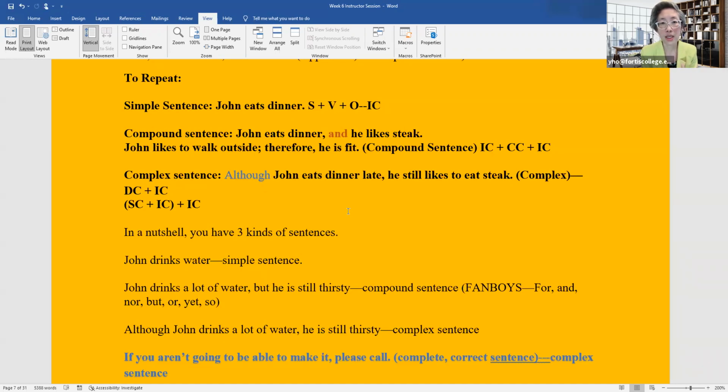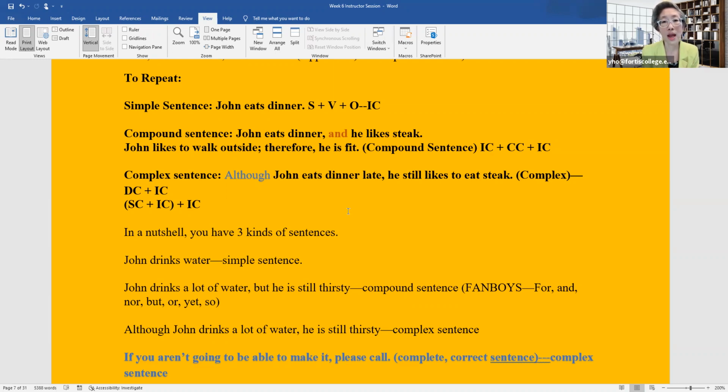John, subject; eats, verb; dinner, object. Compound sentences are two sentences joined by FANBOYS: for, and, nor, but, or, yet, so. So: John eats dinner, and he likes steak. You always place a comma before a FANBOYS conjunction.